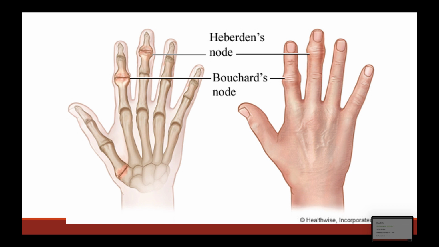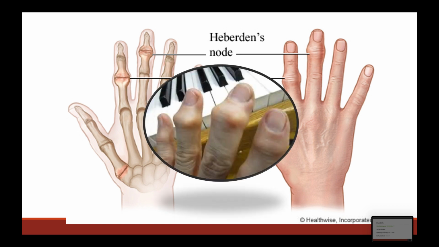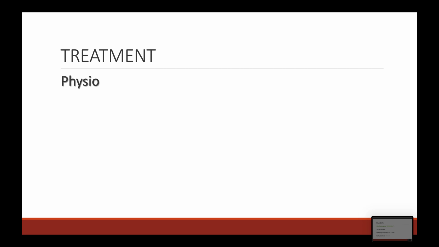I remember it by alphabetical order, really. So Bouchard's comes before H, so B is closer and the H is further away. Okay. And here's what it actually looks like on a patient. Heberden's nodes. So how would you treat it?